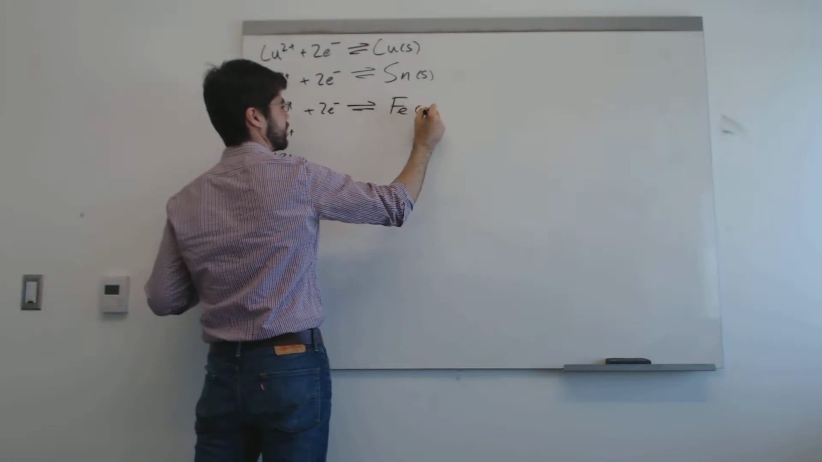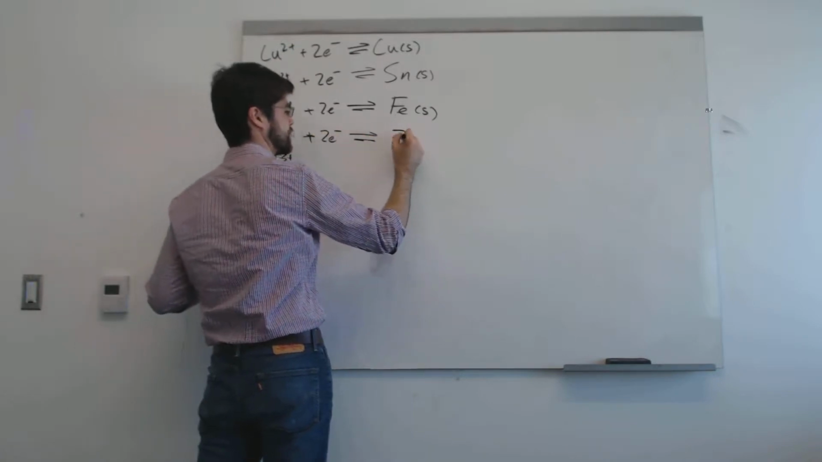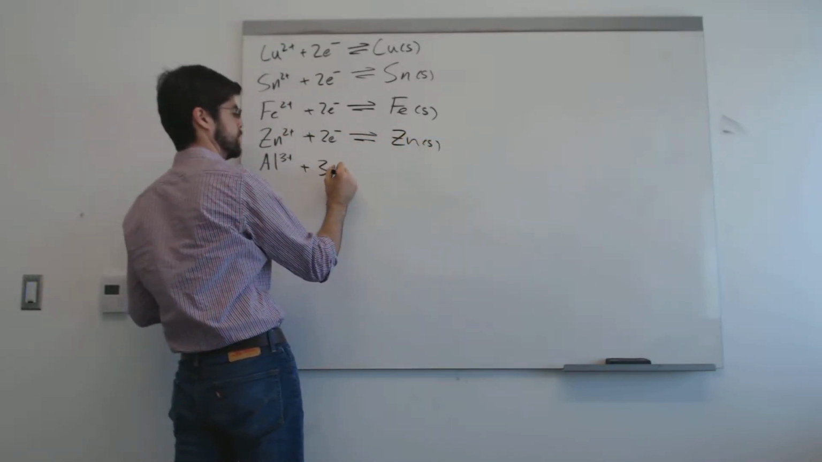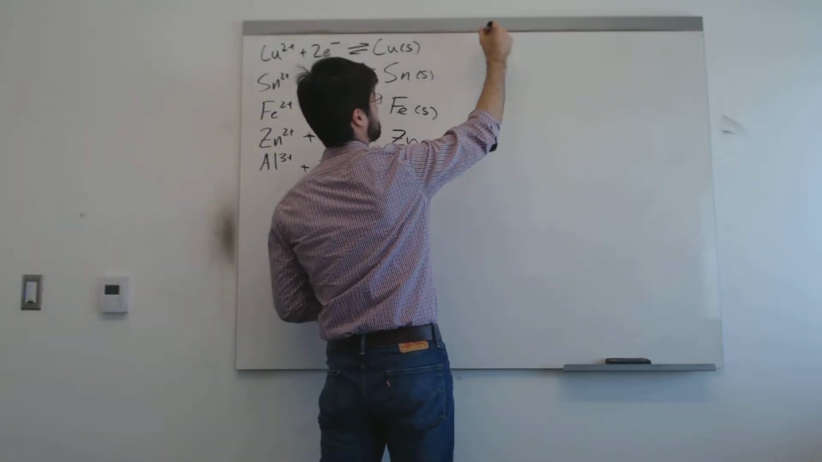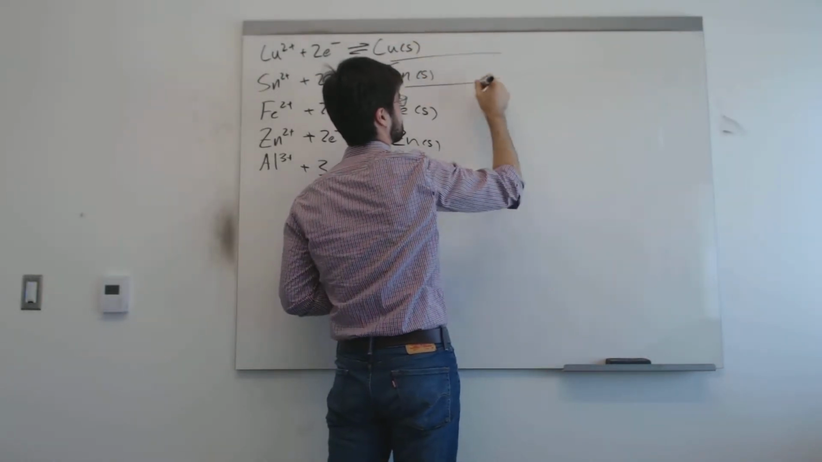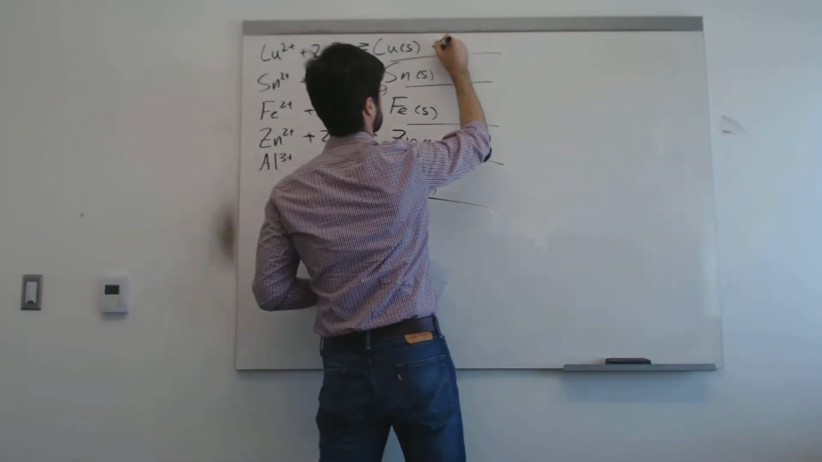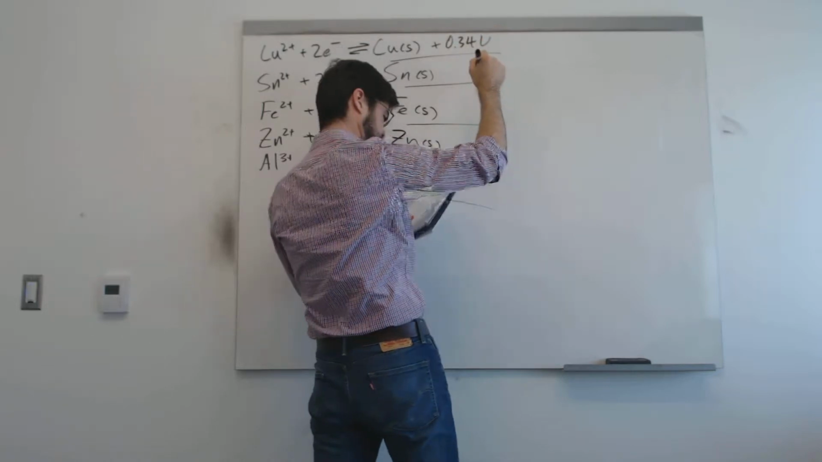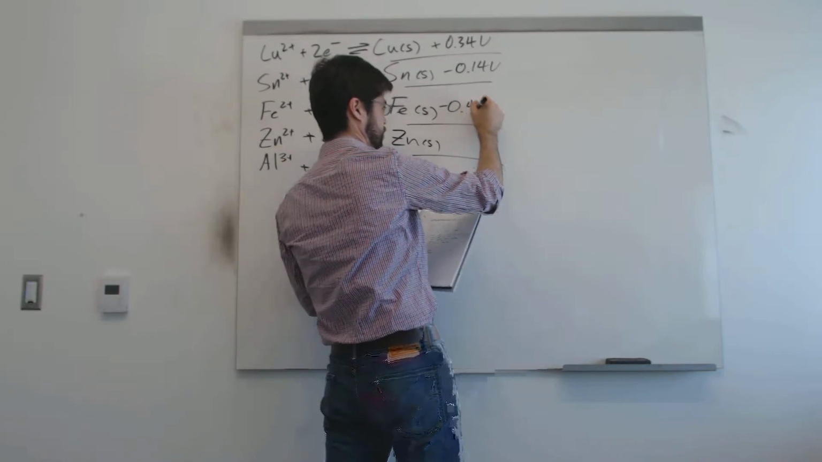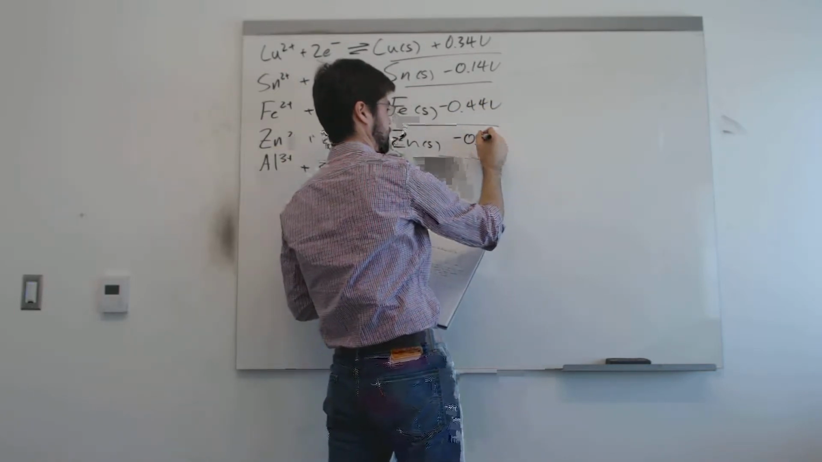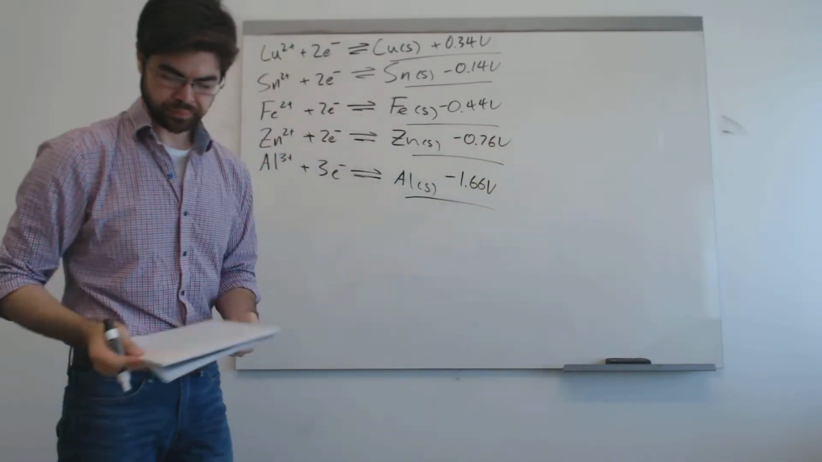That's going to iron solid. This is gaining 2 electrons and going to zinc solid. 3 electrons going to aluminum solid. And I said I was going to give you the cell potentials here. So the cell potentials, these are all in volts. These should be plus 0.34 volts, minus 0.14 volts, minus 0.44 volts, minus 0.76 volts, and minus 1.66 volts.